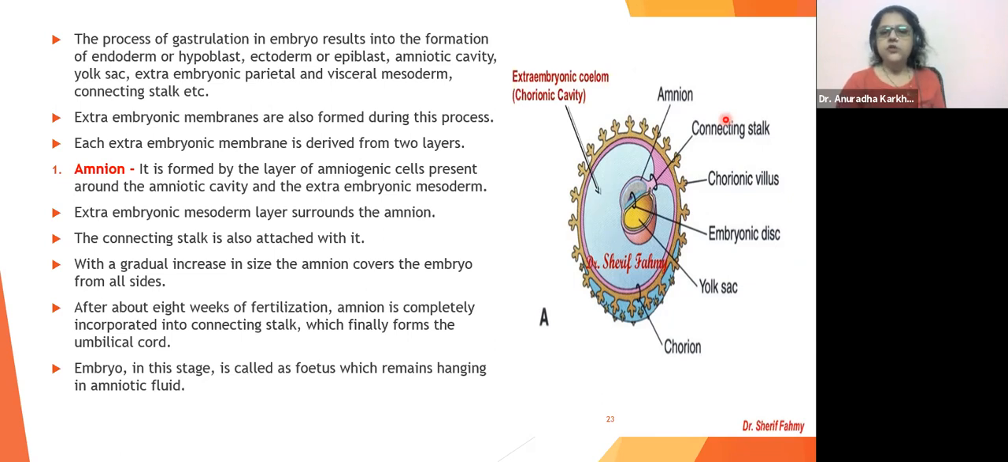So here you can see extra embryonic coelom. Then this is going to be the yolk sac. This blue part is going to be the ectoderm. This lower one is going to be the endoderm, right? And now you can see that this is the connecting stalk. Can you see who is making up the connecting stalk?